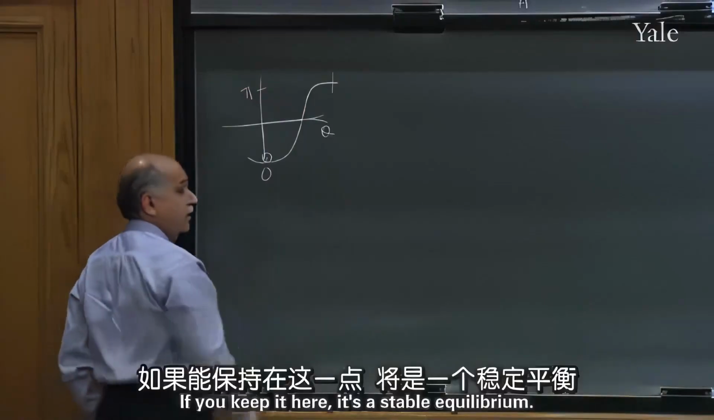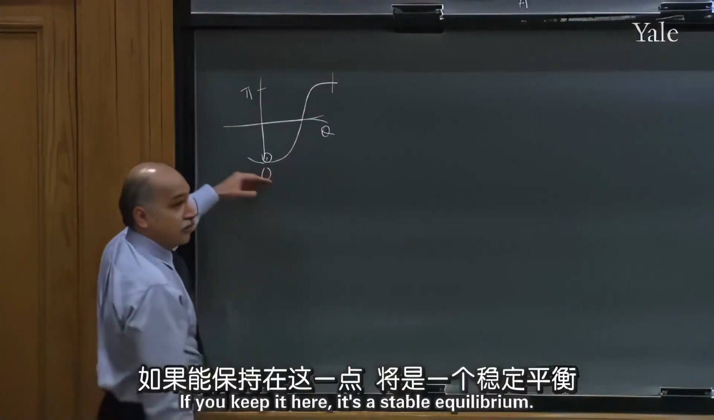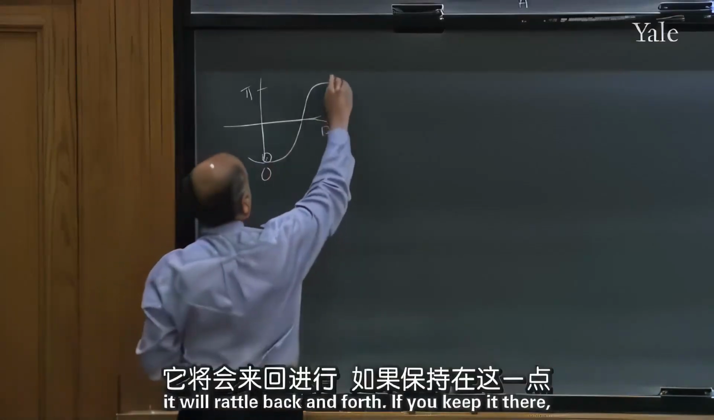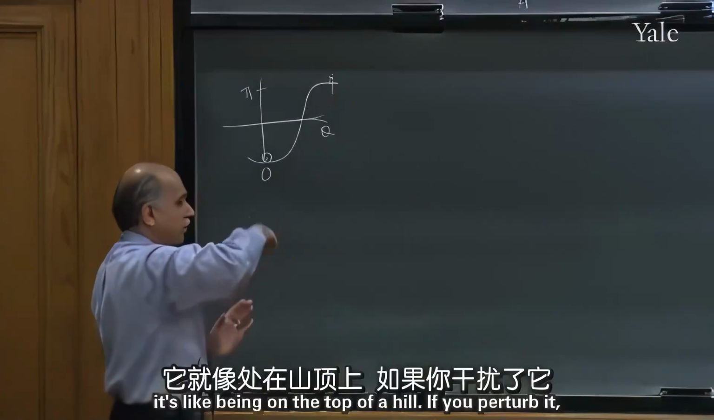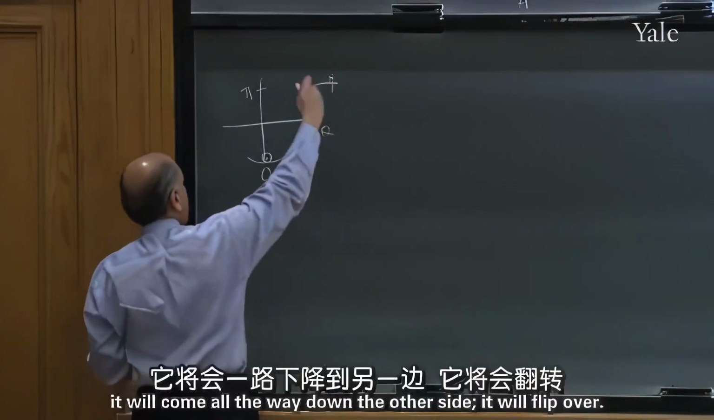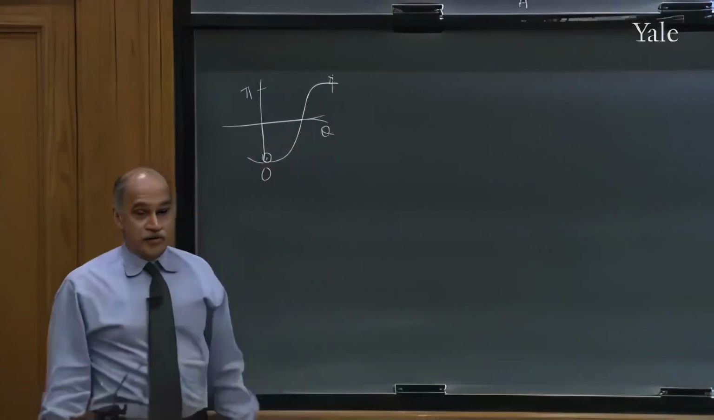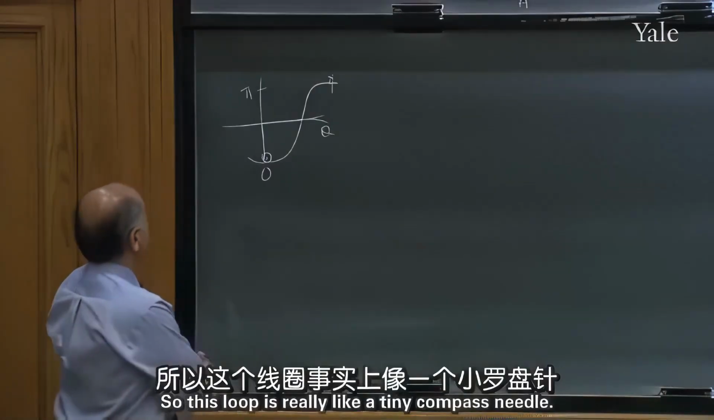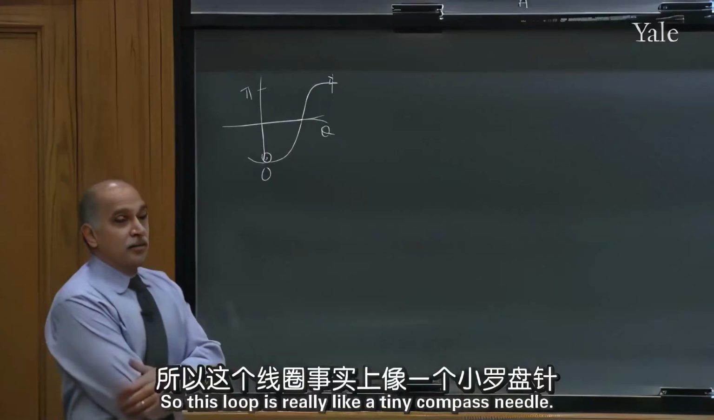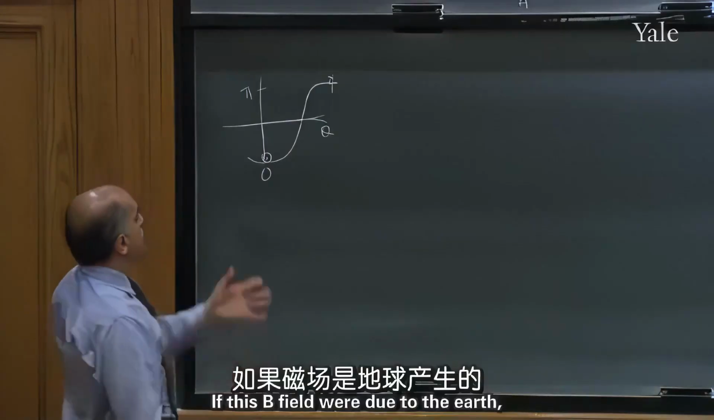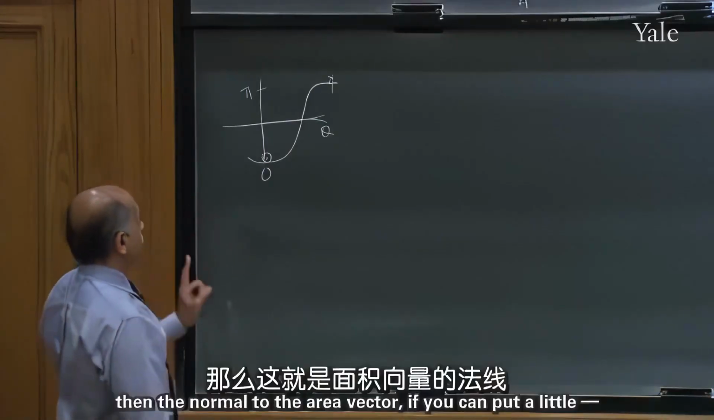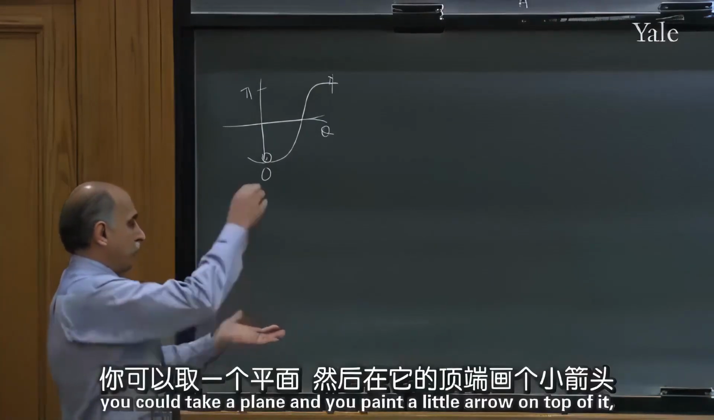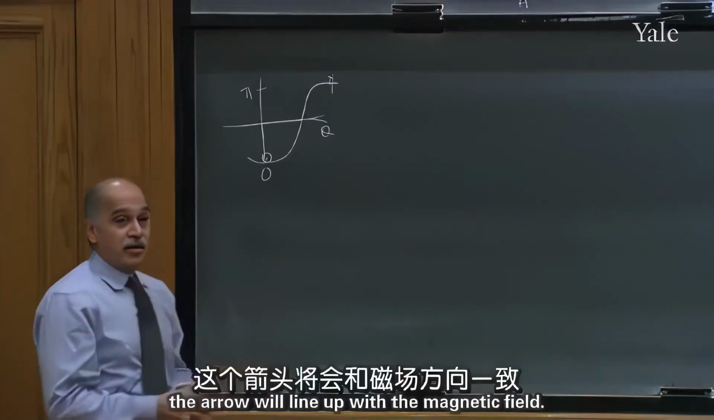And if you keep it here, it's a stable equilibrium. If the loop is perturbed a little bit, it will rattle back and forth. If you keep it there, it's like being on top of a hill. If you perturb it, it will come all the way down the other side. It will flip over. So this loop is really like a tiny compass needle. If this B field were due to the Earth, then the normal to the area vector, if you take a plane and you paint a little arrow on top of it, the arrow will line up with the magnetic field.